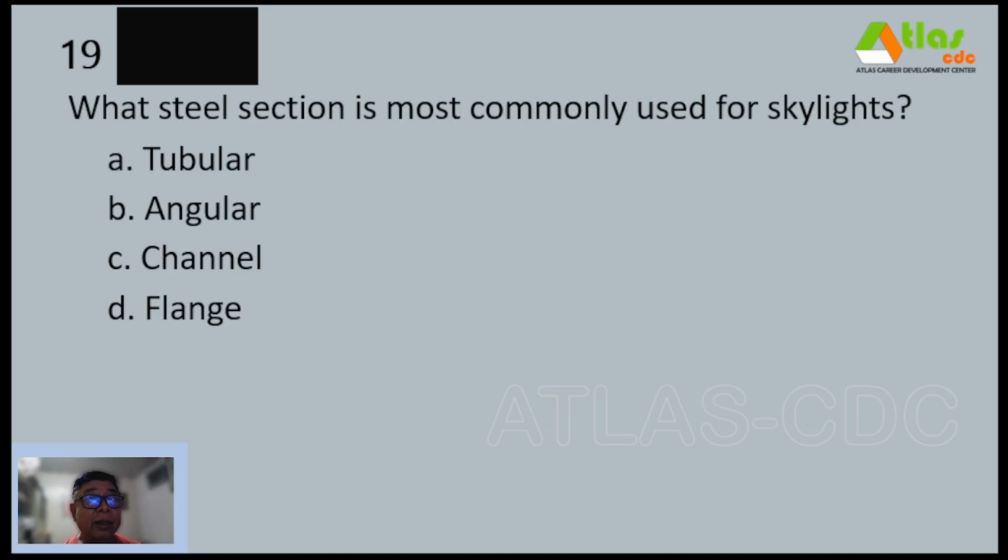19. What steel section is most commonly used for skylights? A. Tubular. B. Angular. C. Channel. And D. Flange.